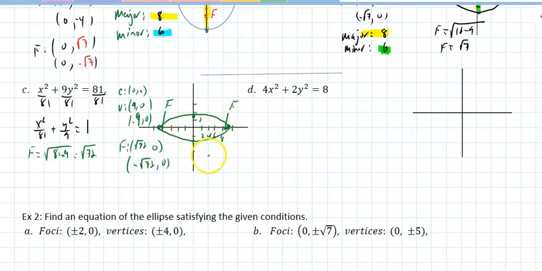Now, the major and the minor, those are the length of those. Well, the major is the stretch side. You went from 9 to negative 9. That's 18 units. And the minor is the compressed side. And you went 3 above and 3 below. That's 6 units. And there they are.